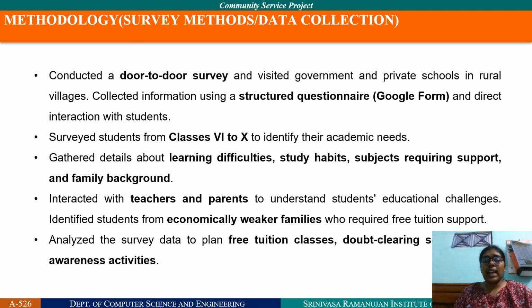We surveyed students from classes 6th to 10th to identify their academic needs. We gathered details about their learning difficulties, study habits, subjects requiring support, and family background. We interacted with the teachers and parents to understand the students' educational challenges and identify students from economically weaker families who required free tuition support. We analyzed the survey data to plan free tuition classes, doubt-clearing sessions, and awareness activities.